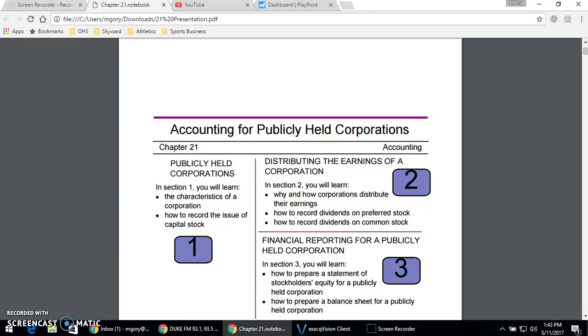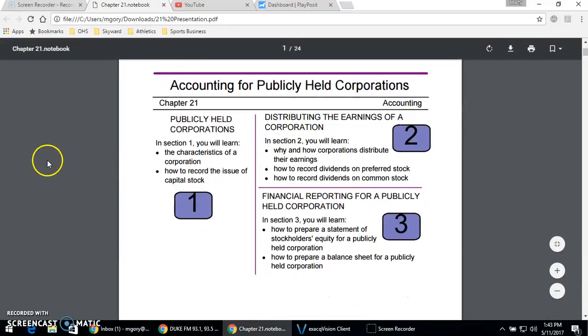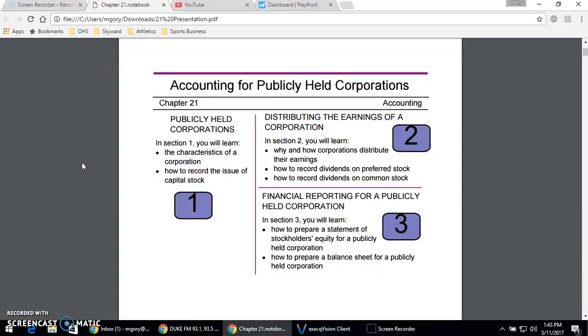So when it comes to Chapter 21, in Section 1, we will be discussing the characteristics of what a corporation is, and then how to record the issuing of stock. Now, up until this point, we have been introduced to the capital stock account, but when it comes to issuing the stock and recording transactions for the issuing of stock, that we haven't done yet. So that is something that we'll be doing here.